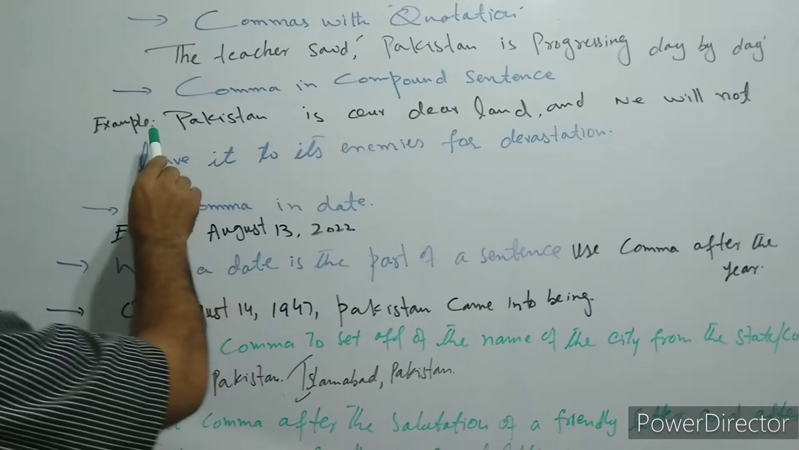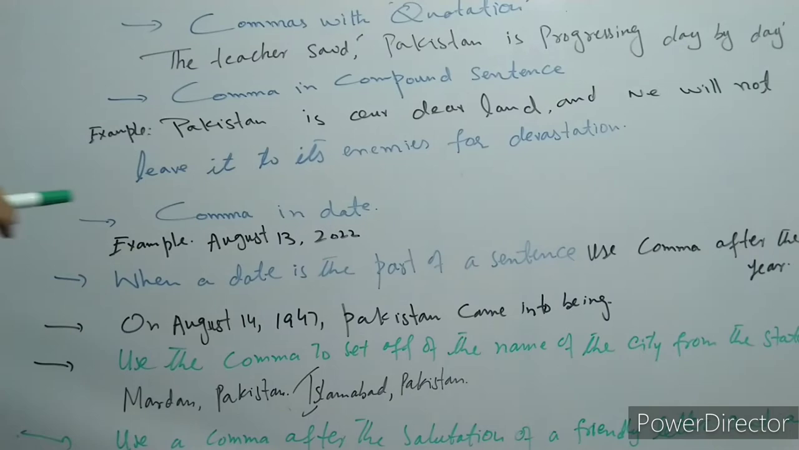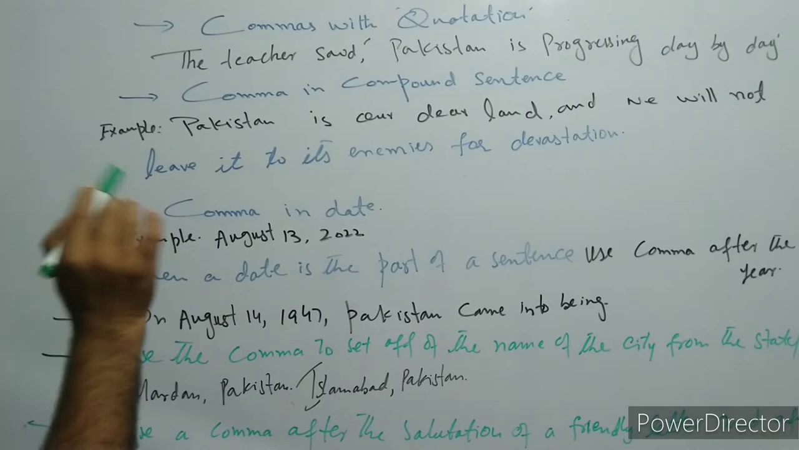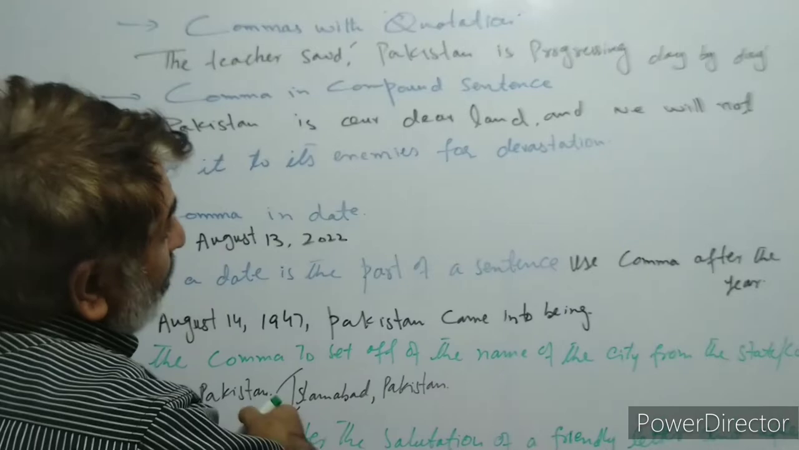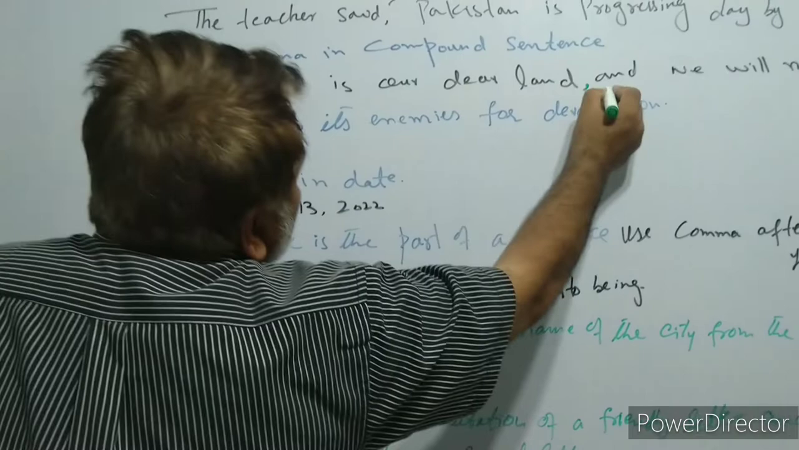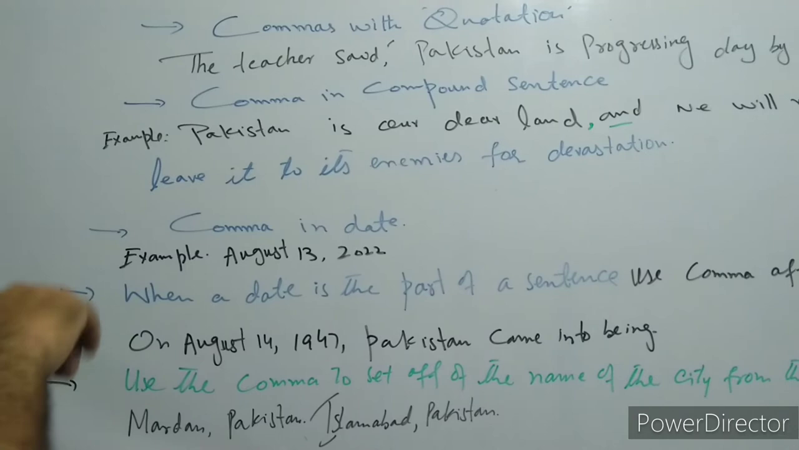The next example, the next use of comma: comma in compound sentences. We can use comma in compound sentences. Compound sentences mean two equal clauses. Pakistan is our dear land, and we will not leave it to its enemy for devastation. So here you can see that this is a conjunction, and before the conjunction we have a comma. So this sentence is a compound sentence.